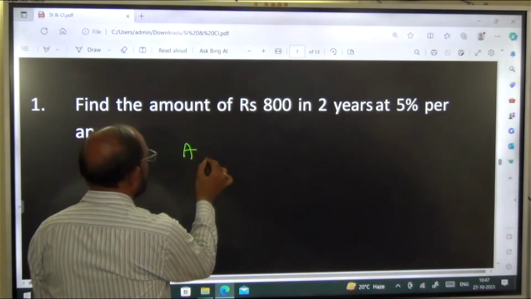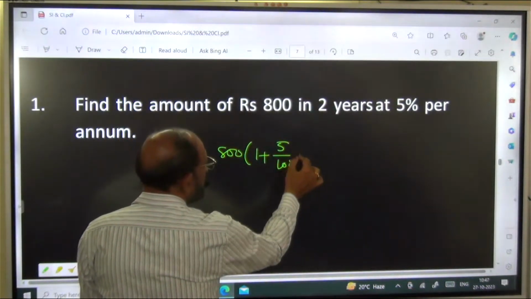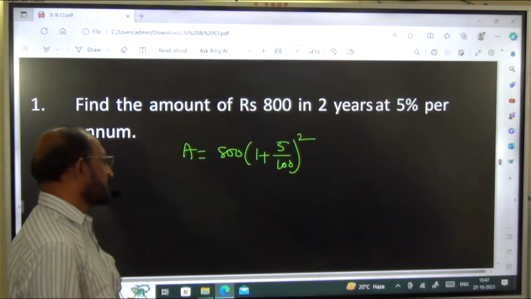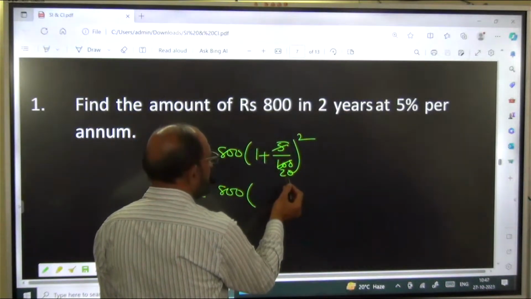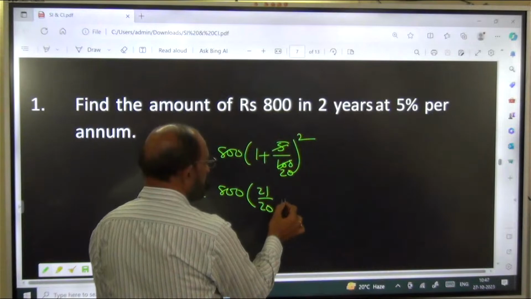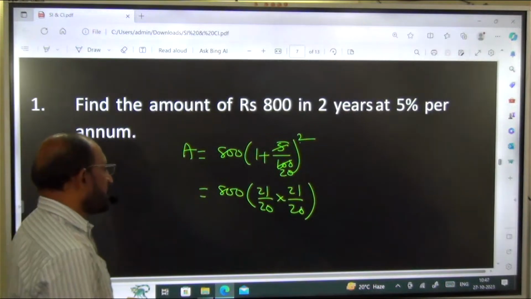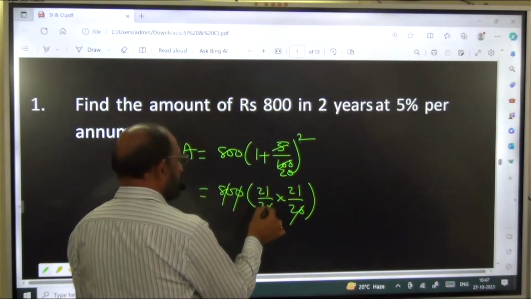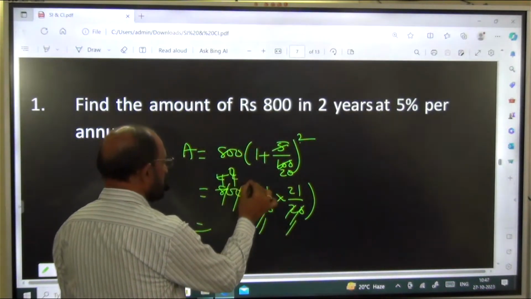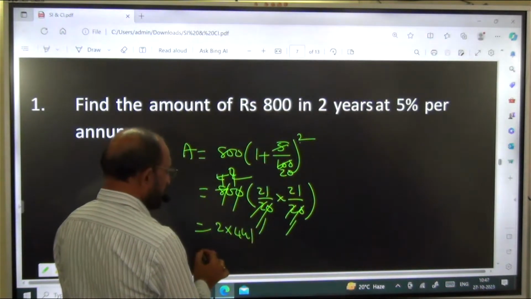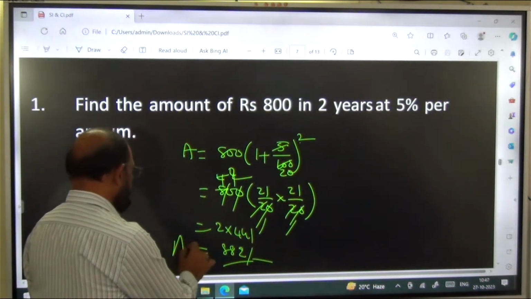Amount is equal to principal into 1 plus r by 100 whole to the power of n. n is equal to 2 years. 800 into 1 plus 5 by 100, that is 5 ones, 5 twenties, 20 plus 1, 21 by 20 into 21 by 20. Why did I take it 2 times? Because a square is there. So zeros cancel, 2 twos are 4, 2 ones are 4s. So 2 twos, 2 into 441, so 882 is the amount.